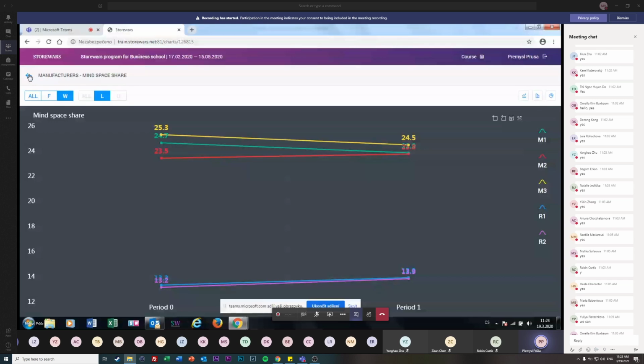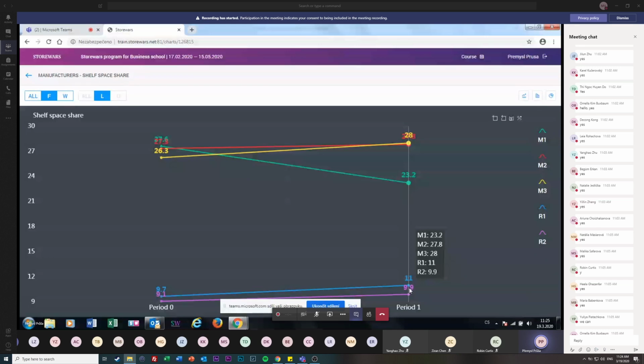And here you can see that it's mainly manufacturers 2 and 3 having the best shelf space. And also at the bottom of the chart, like this and this, these are the private labels. So this is retailer 1 private labels, and this is the retailer 2 private labels. So retailers have already increased the shelf space of their private labels, obviously. But still it's quite low, obviously.